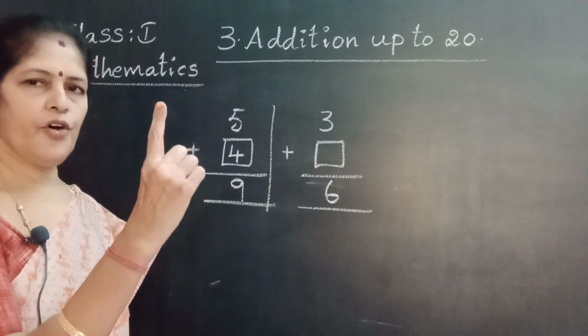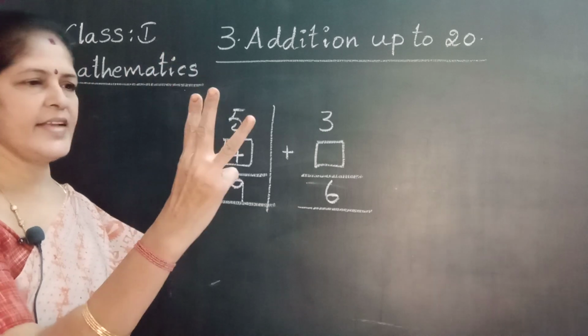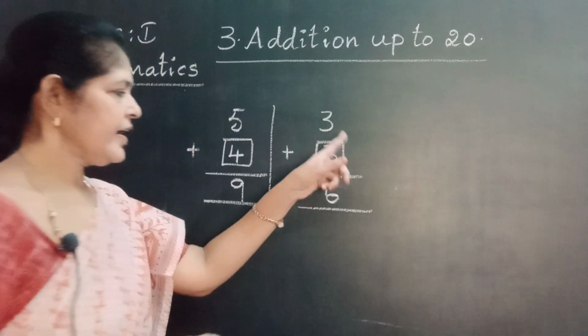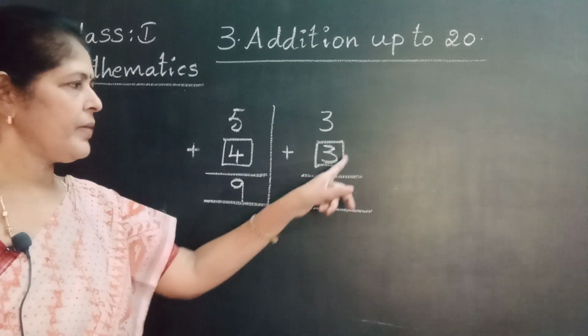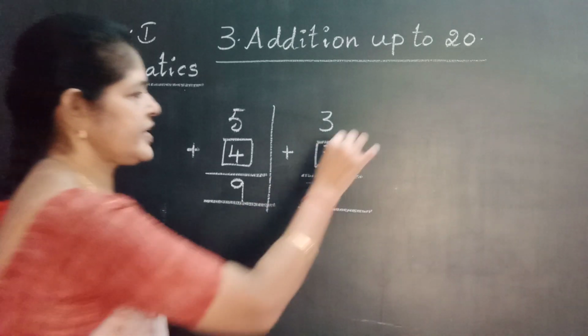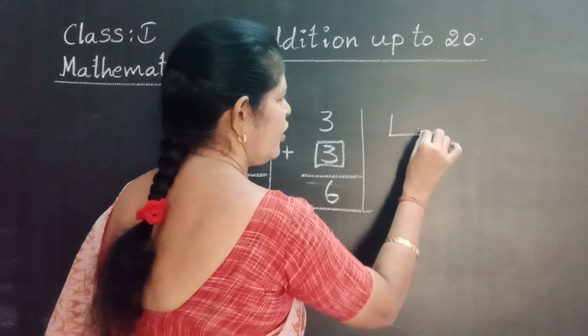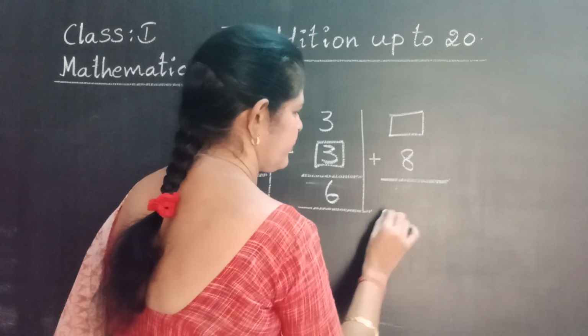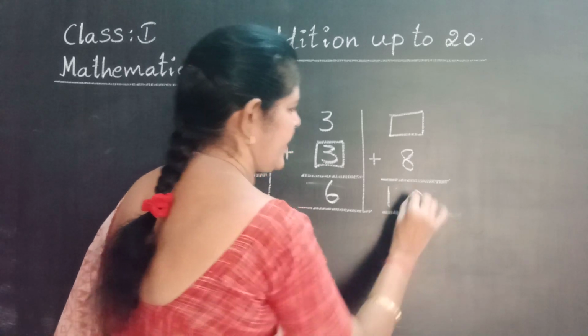3 after 4, 5, 6. 3. Now 3 plus 3 equal to 6. Another one. We don't know the first number. Second number is 8. Answer is 10.